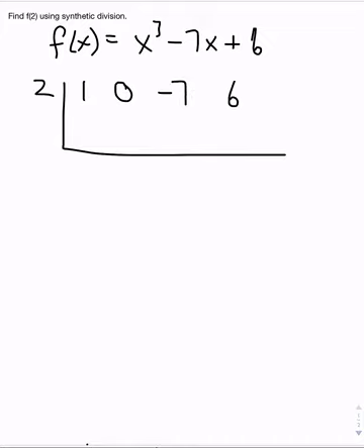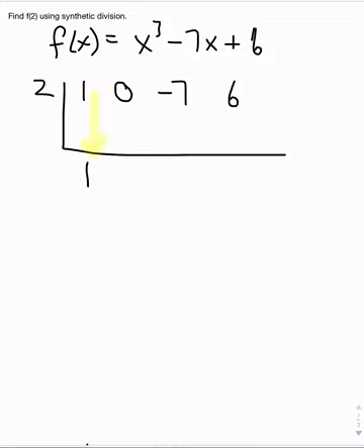And I'm going to evaluate at 2. Okay? So there we go. So we've set up the chart. We were very careful to note that we were missing a term, and we represent that missing term with a 0. And now we're ready to perform the synthetic division process. First thing we do, we want to bring down the 1.